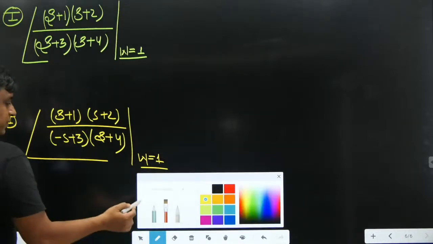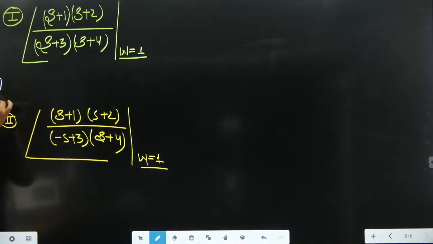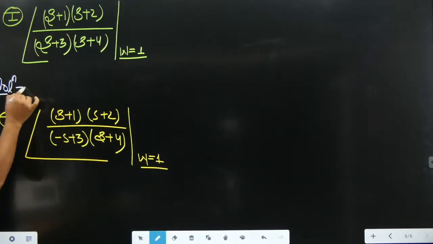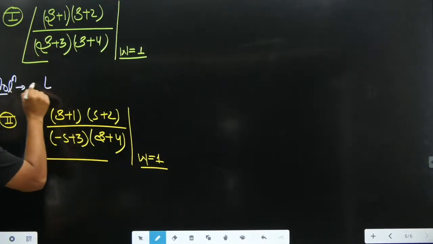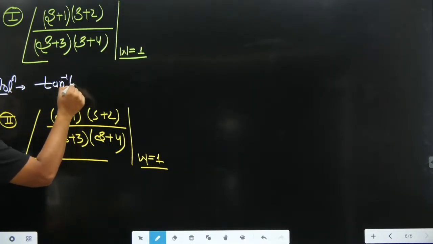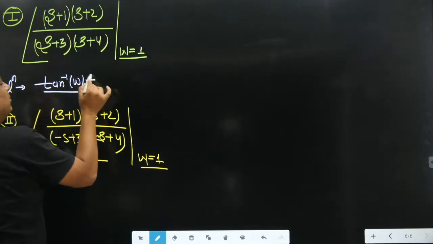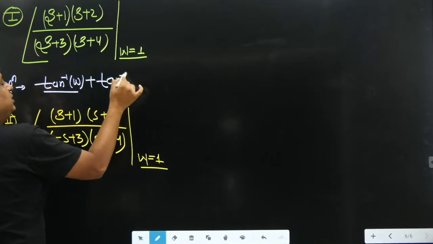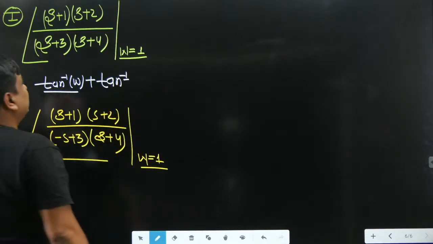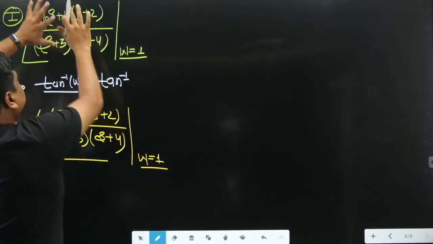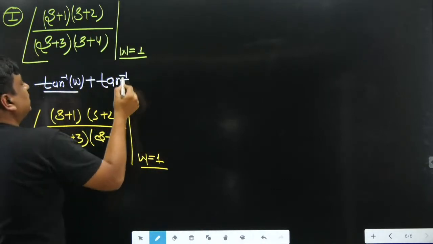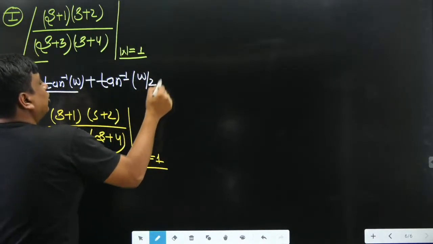Let me have the solution of the first. So here starts the solution. The angle offered by s plus 1 is simply going to be tan inverse of the imaginary part divided by the real part, which you have seen why it happens. And now this factor gets multiplied. We have seen in case of complex variables that the angles offered by these get linearly added together, and here it's going to be omega by 2.